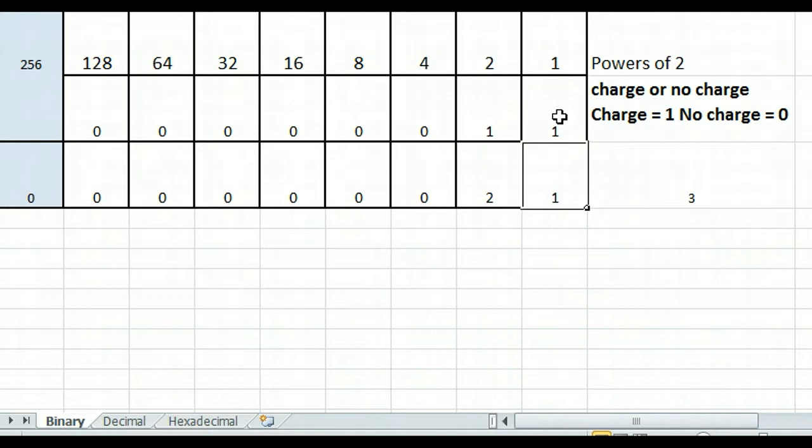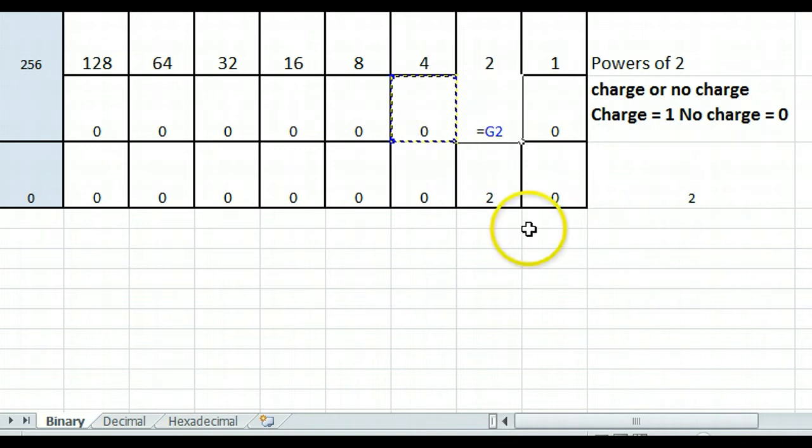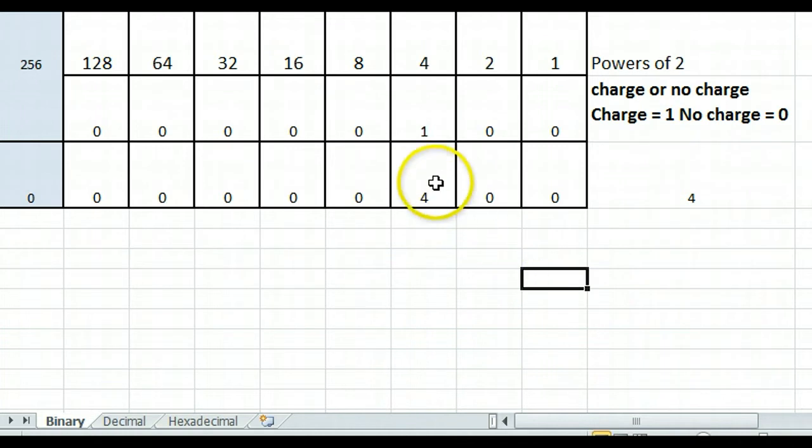Alright, I get another stick. So now I have 3 sticks, but I can't put a stick here and I can't put a stick there because there's already ones in it. So that means I don't have any sticks here, I don't have any sticks here, but I have 1 in the fours column. Okay, and since I have 1 in the fours column, that represents 4 decimal, which means I have 4 in the decimal equivalent.